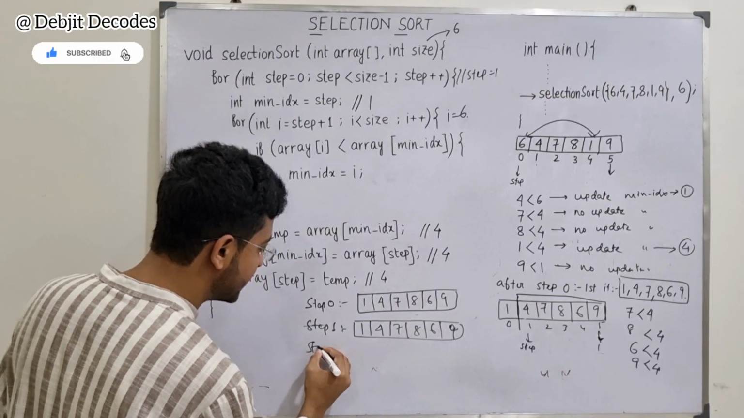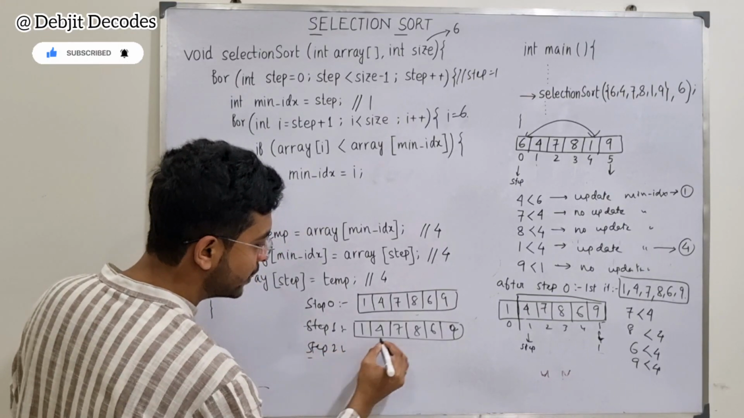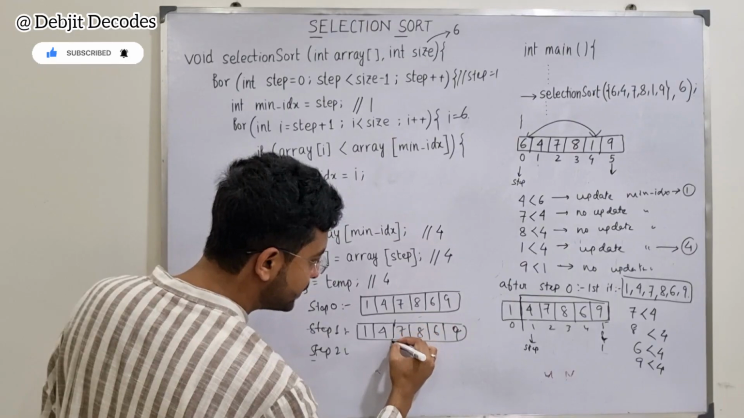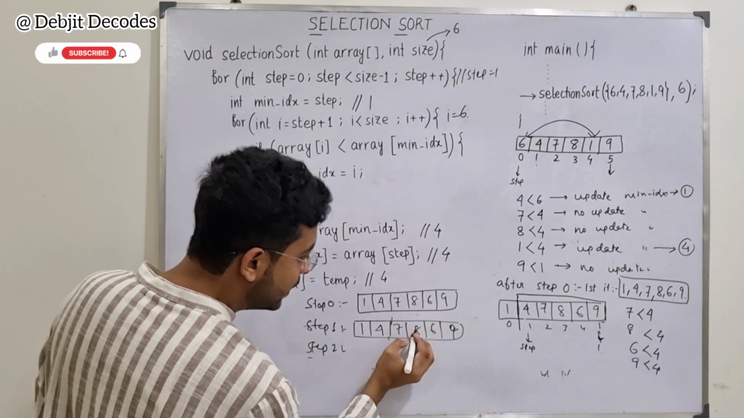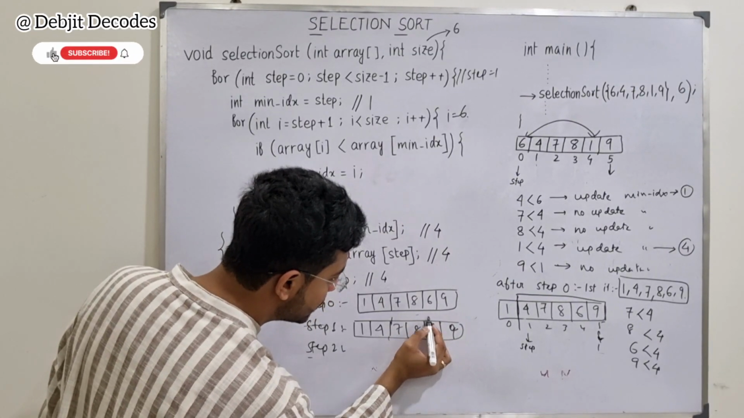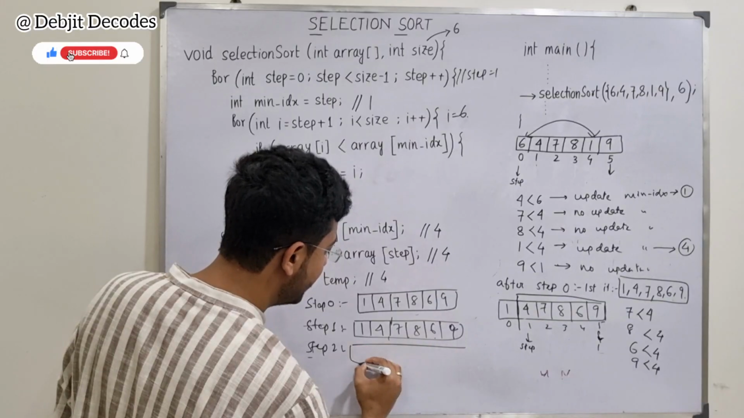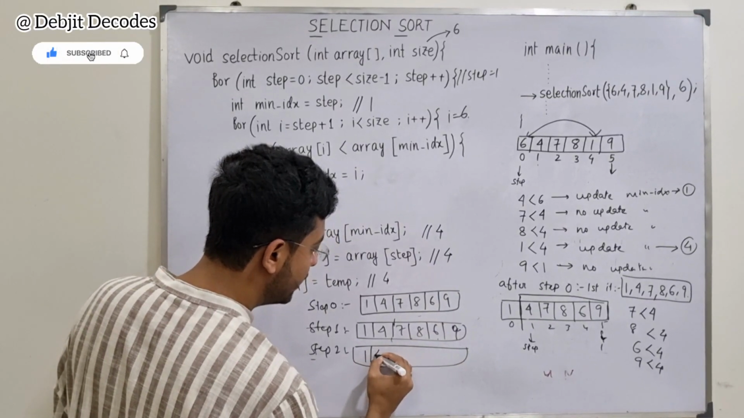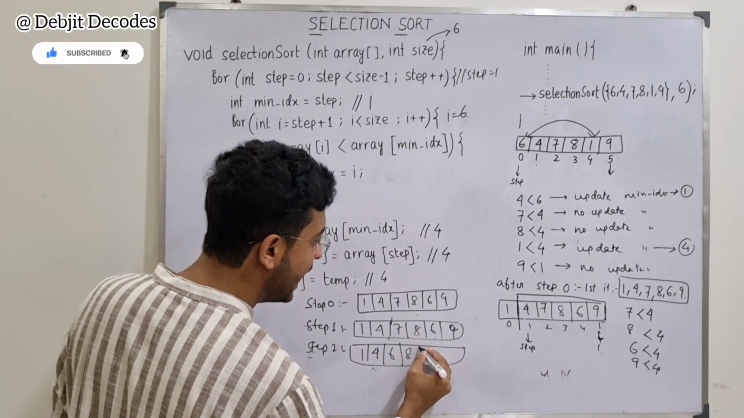So what will be after step 2? Now you can do that yourself. It will be checking for this particular part, and it will find that 6 is the smallest and swap it with 7. So how will it look? It will look like 1, 4, 6, 8, 7, 9.